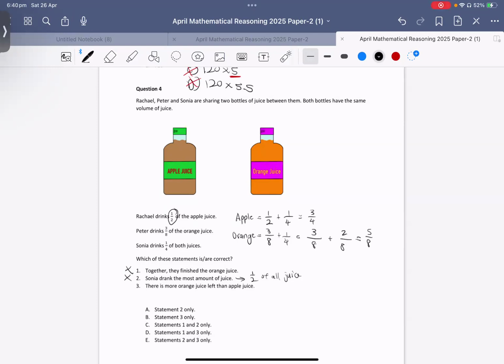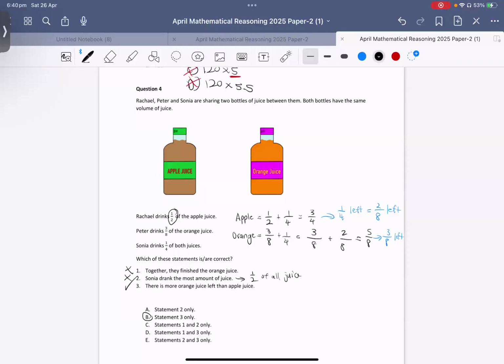And number 3 says there is more orange juice left than apple juice. So if you look at how much is left, if we drank 3/4, we know that there's 1/4 left. If we drank 5/8, we know there's 3/8 left. Okay. Is there more orange than apple? We know that 1/4 is the same thing as saying 2/8, right? There is more orange. There's 1/8 more orange juice than there is apple juice. So statement 3 is correct. And so that means our answer is B, only statement 3. Okay.